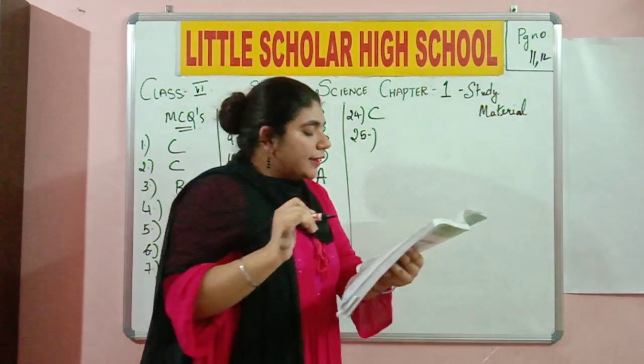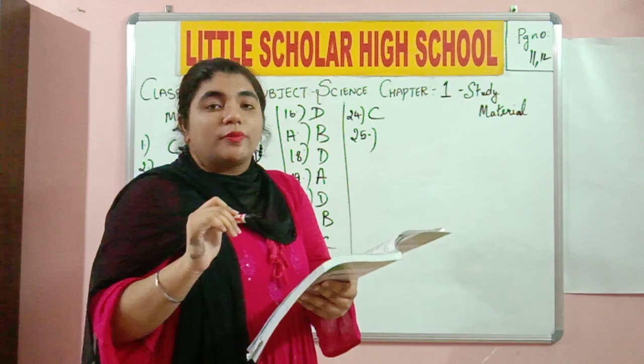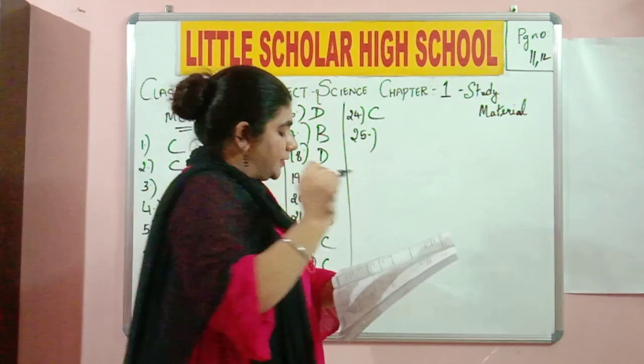25th one. We get vegetables and fruits from. Do we get them from animals? No, we get them from plants.